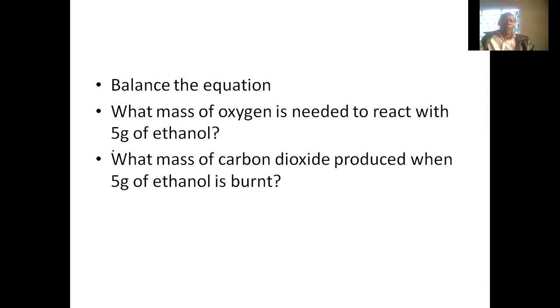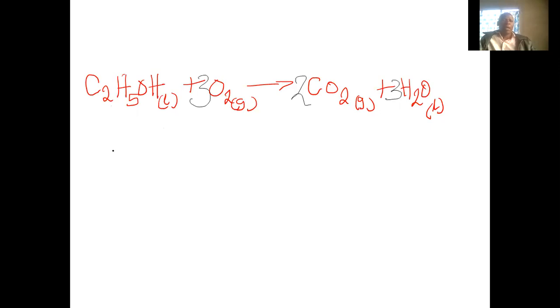The second part of the question is that they want us to calculate the mass of oxygen needed to react with 5 grams of ethanol. So in other words, they want to know how much oxygen, in terms of grams, is required to react with ethanol if 5 grams of ethanol react.